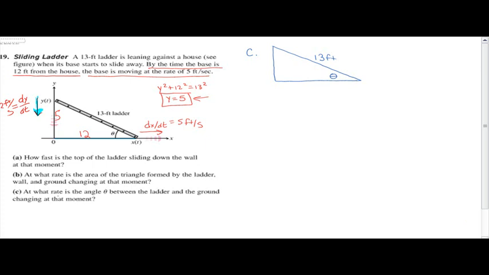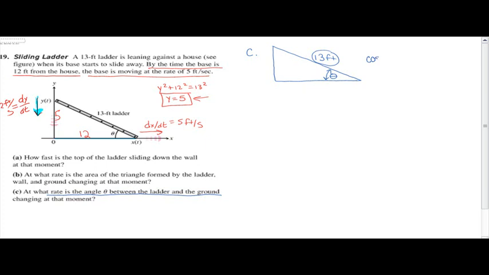Part C, you're asked for the rate at which the angle between the ladder and the ground is changing. I've labeled that as theta. So I need something that relates theta and probably the 13 feet that was given. Since earlier in the problem I solved for both dy dt and dx dt, it doesn't really matter whether I use sine or cosine, but I'm going to use cosine because that was in relation to the original 12 feet and dx dt that were given.